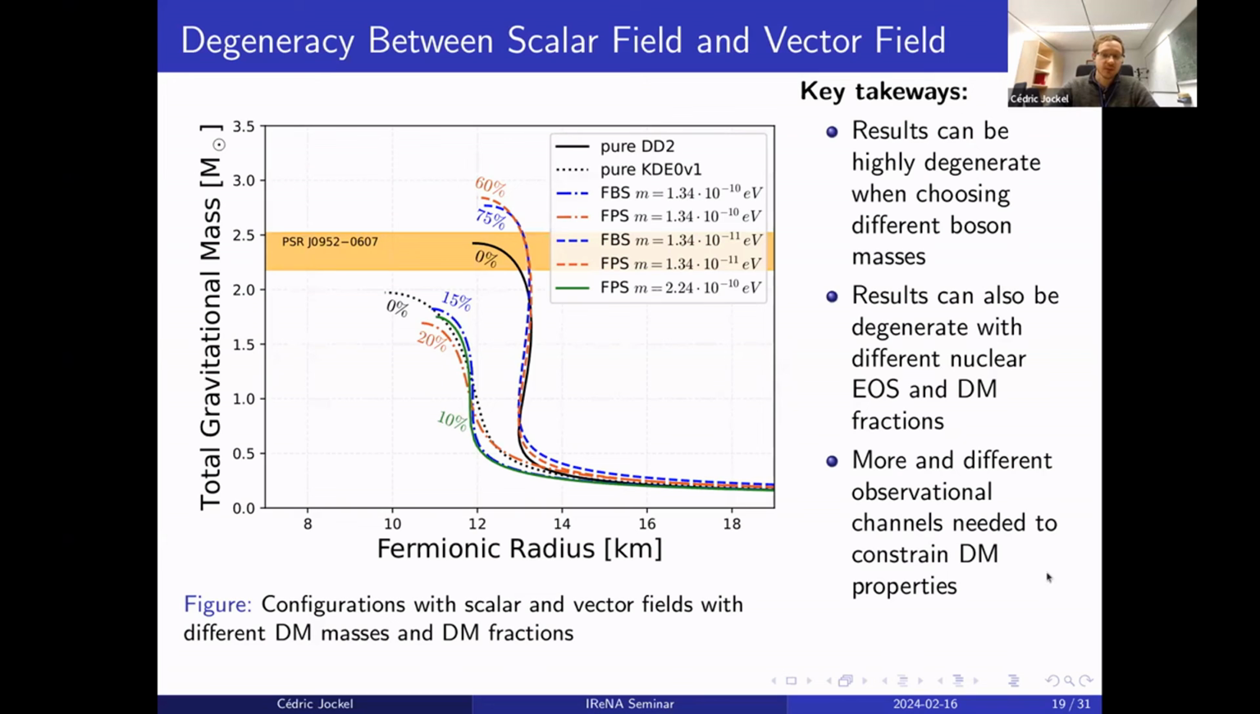Right? And the bottom line is that we just need more different ways to probe the dark matter. So you really need a holistic, multi-messenger approach to try to disentangle all those different effects, to then be able to definitively say whether you found something or not.